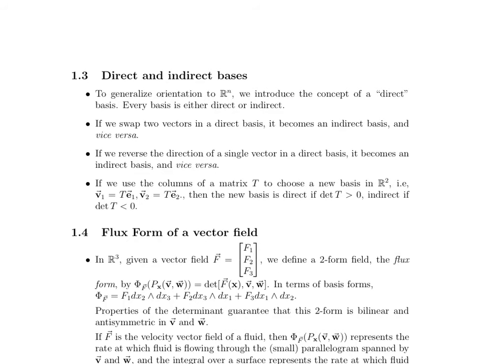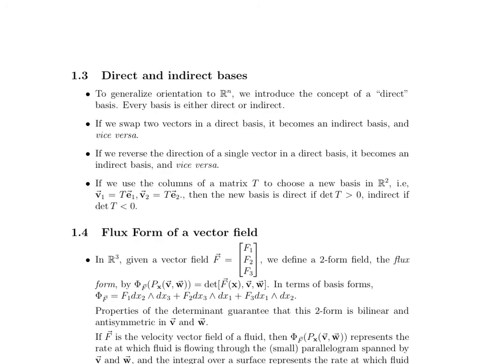When we generalize orientation in Rn, where it's not quite so obvious that we have a right-hand rule, or the notions of things like counterclockwise or clockwise or one-way streets no longer make sense given the context of the dimensional space that we're in, we need to introduce the concept of a direct basis. And every basis is either direct or indirect. Note that if we swap two vectors in a direct basis, it becomes an indirect basis. And if we swap two vectors in a basis that's considered indirect, that becomes a direct basis. If we reverse the direction of a single vector in a direct basis, it becomes an indirect basis. And if we reverse the direction of a single vector of an indirect basis, it becomes a direct basis.